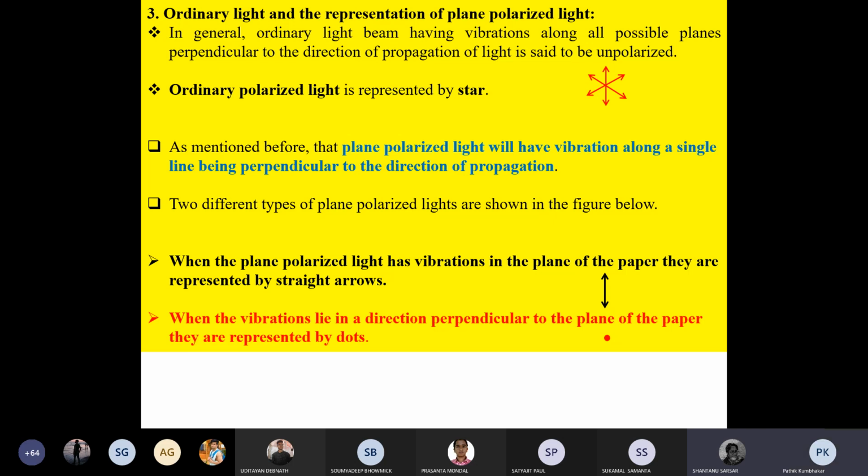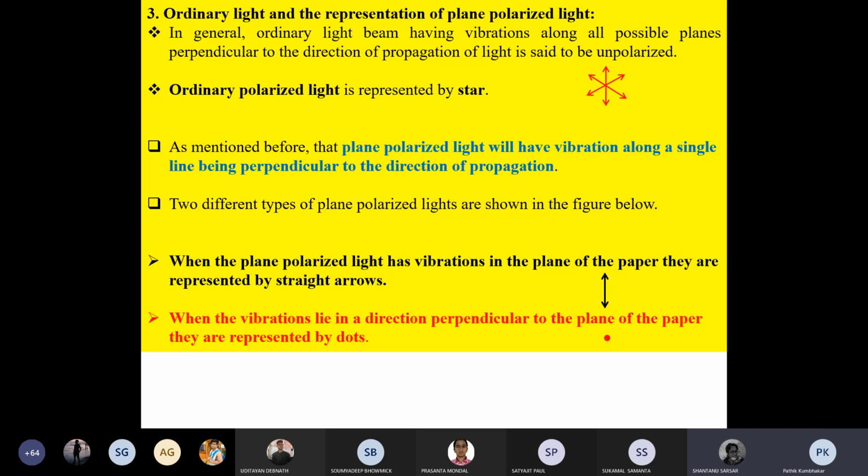So ordinary light is represented by a star. Ordinary light is not polarized, this is unpolarized. So it's not a polarized light, with electric field vibrating in all possible directions perpendicular to the direction of propagation of the light.